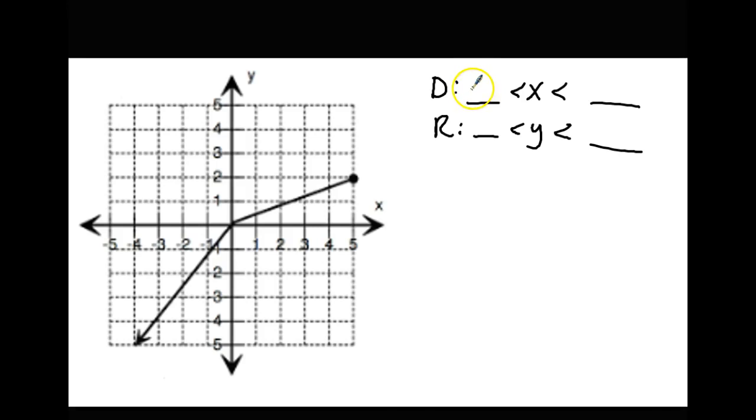What'd you put for this number here? That's right. The graph never stops going to the left. You can see there's an arrow there.